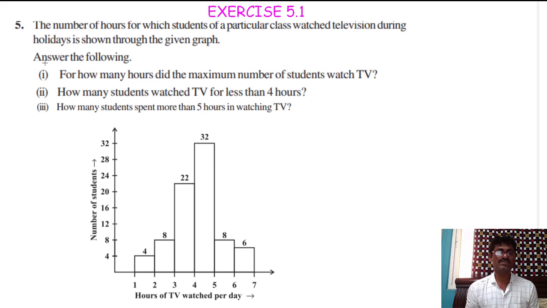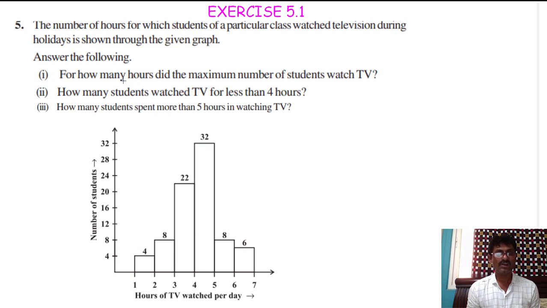Exercise 5.1, fifth question. The number of hours for which students of a particular class watched television during holidays is shown through the given graph. Answer the following questions. For how many hours did the maximum number of students watch TV? You see in the diagram, on the horizontal line, we have hours of TV watched per day. So if you observe this one, 1 to 2 is 4. What does it mean? The number of hours TV watched per day is 1 to 2, that means more than 1 hour and less than 2 hours. The number of students is 4. So 4 students watched TV 1 to 2 hours per day. That is the meaning of this one.